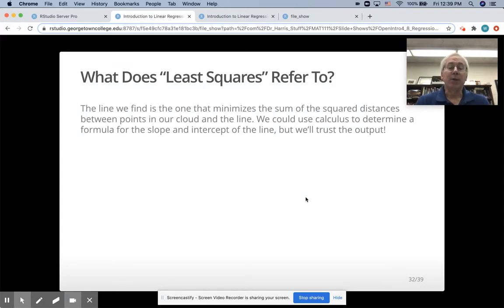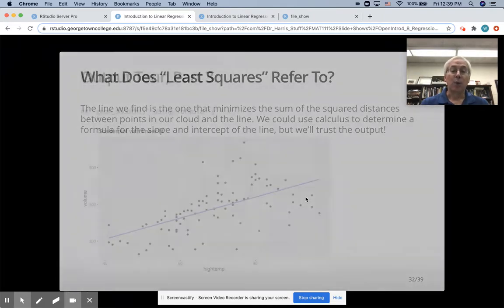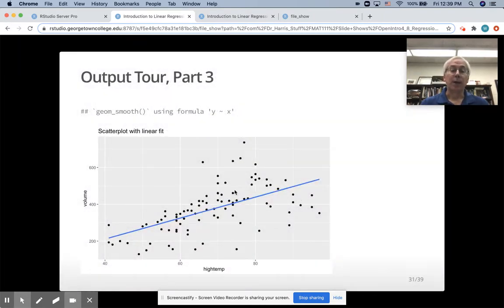Before we tackle some problem solving, let's mention that a lot of times the regression line is also called the least squares line. And what does the term least squares refer to? Well, let me go back to our plot here. What we're doing is we're finding the single line that minimizes the sum of the squares of the vertical distances from the points in our scatter plot to the line.